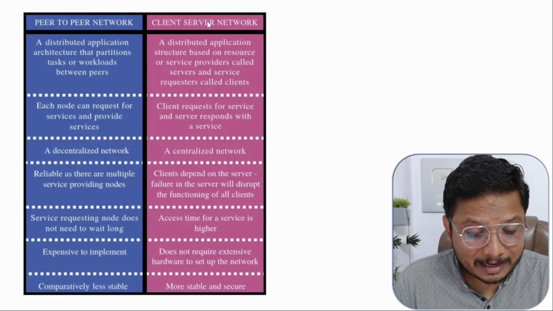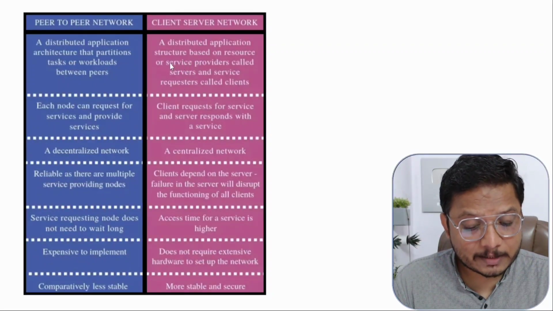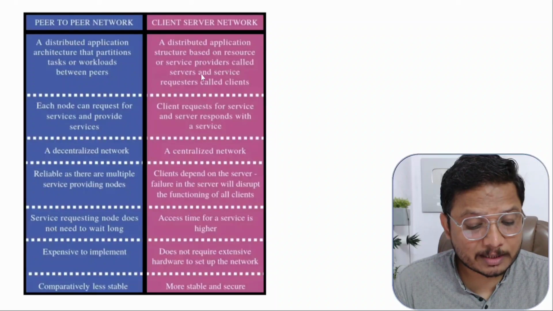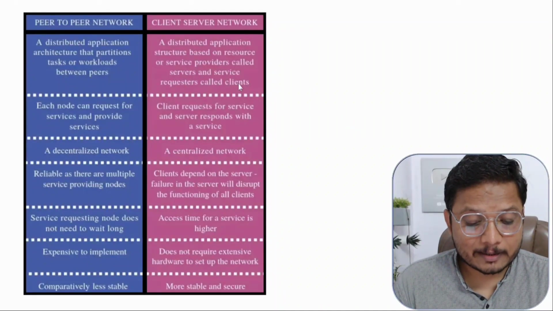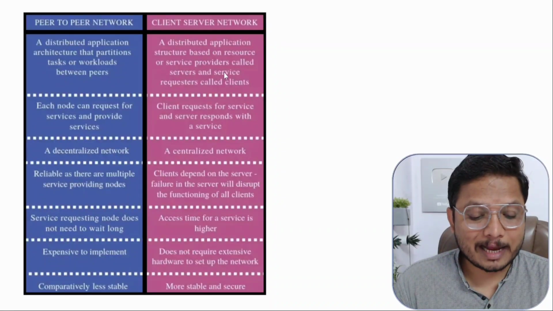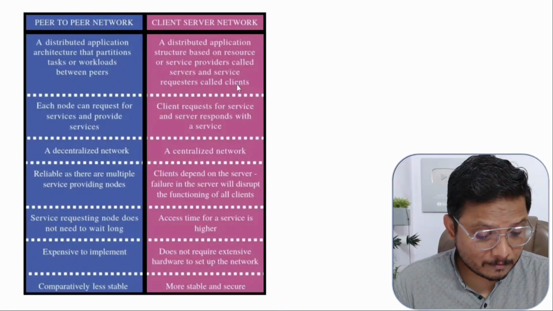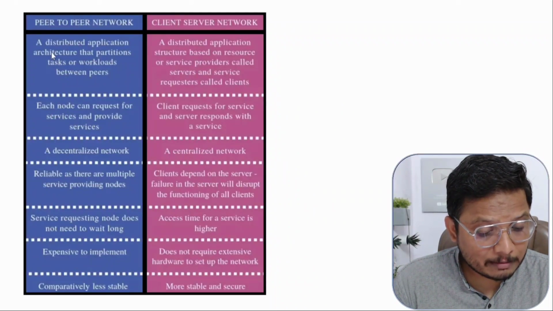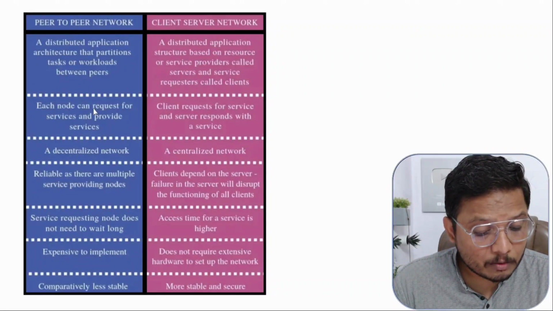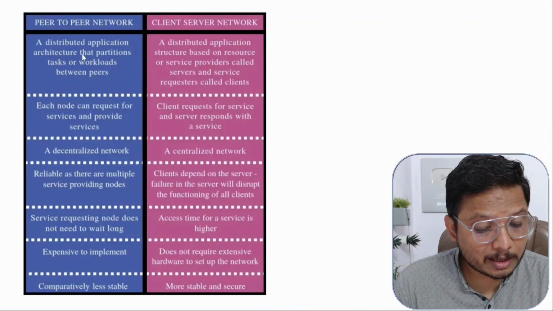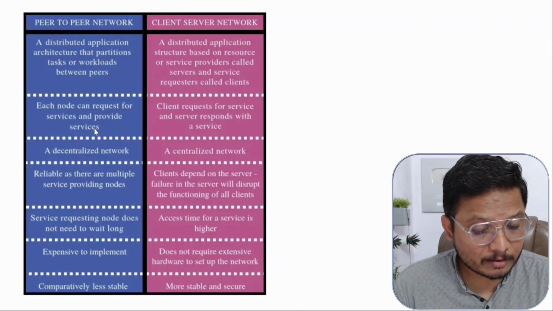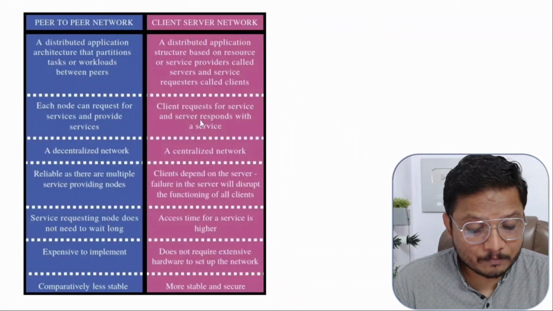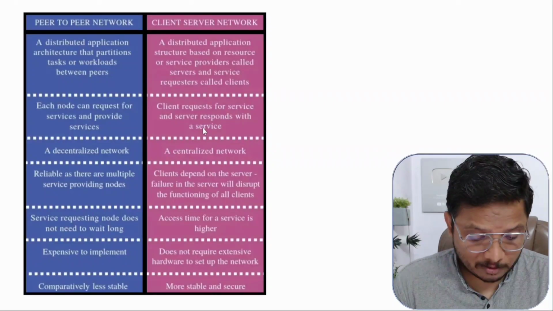While in a client-server network, you will observe the service provider providing services and the service requests being given by clients, right? So here the service provider will give services and clients will be receiving services. When we talk about how things happen with respect to nodes, in a peer-to-peer network, each node can request services and each node can provide services. While in a client-server network, clients are requesting services and the server will be responding to the service.